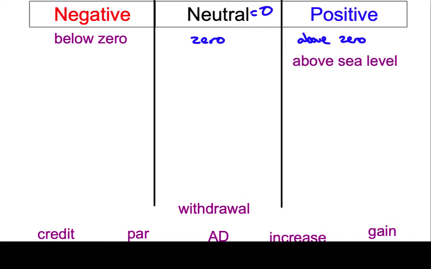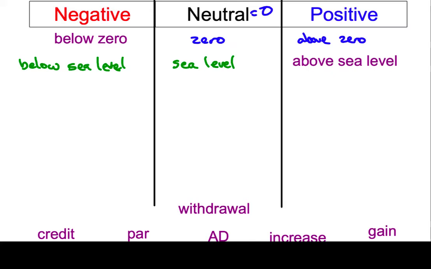Similarly, above sea level is a positive number. It means your elevation is above sea level. Neutral would be right at sea level. And negative would be below sea level. Your elevation is below the level of the ocean or the water. Okay.